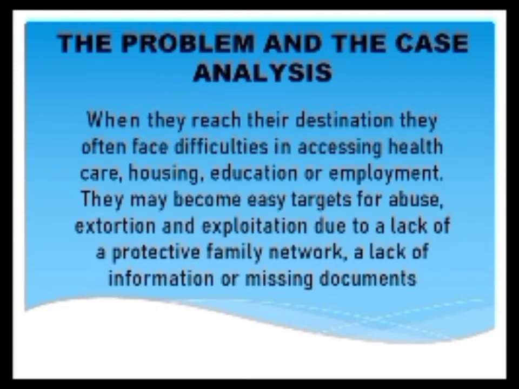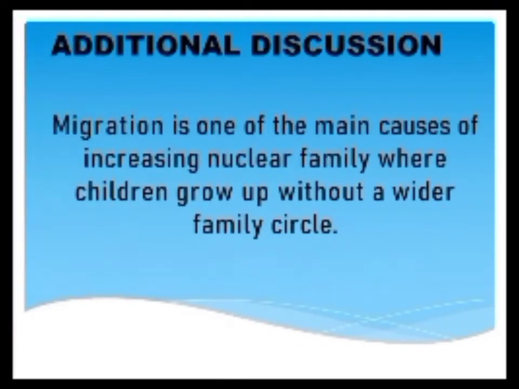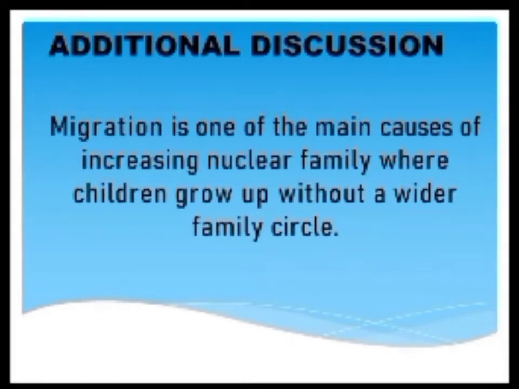Next slide, May. And for additional discussion, migration is one of the main causes of increasing nuclear family, where children grow up without a wider family circle. Thus defined, the nuclear family was once widely held to be the most basic and universal form of social organization. Anthropological research, however, has illuminated so much variability of this form that it's safer to assume that what is universal is a nuclear family complex. Negative effects of the nuclear family include the isolation and emotional dependency of the husband-wife and parent-child relationship, which produces tensions and may lead to marriage breakdown in the former instance, and juvenile delinquency and other juvenile problems in the latter. Next, mate.